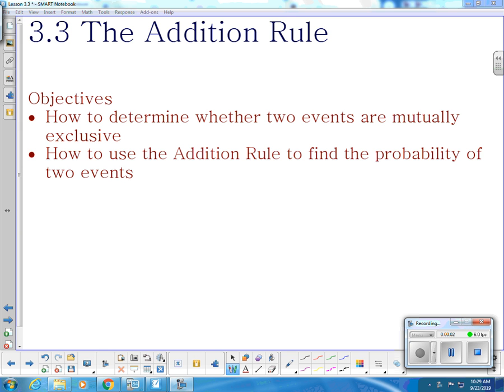All right, so the addition rule is fairly easy. A couple things we're going to talk about first.